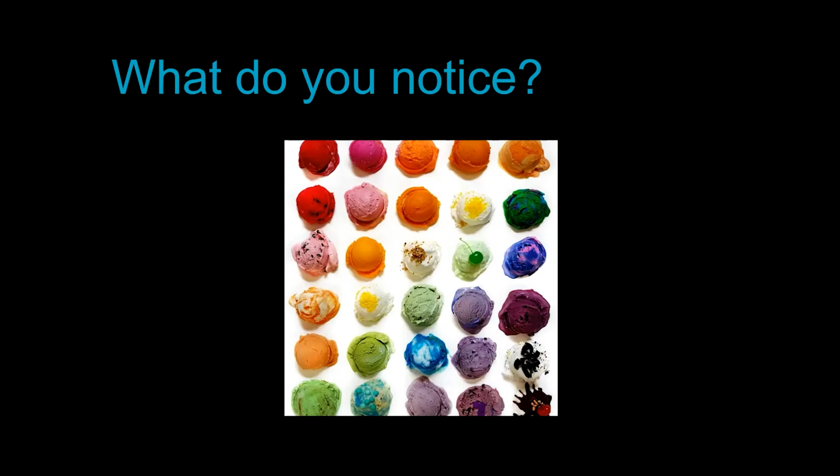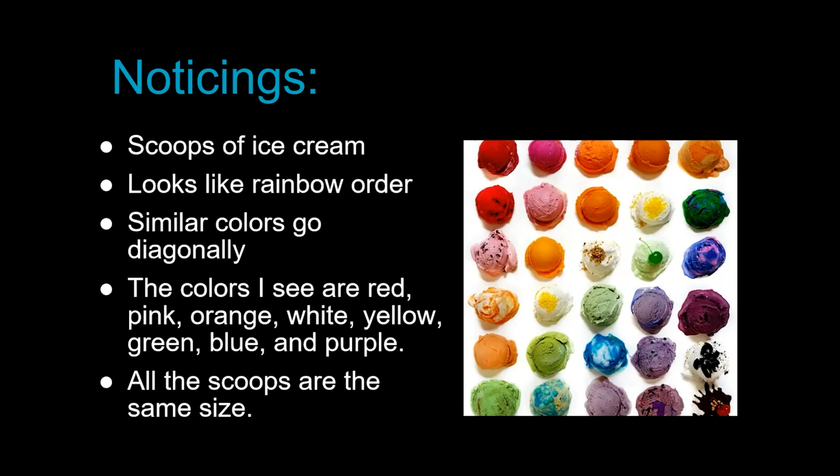Welcome back. We're going to start out with an array chat. What do you notice about this image? I bet you noticed a lot of different things. Did you notice that these were scoops of ice cream? Did you notice that they kind of look like they're in a rainbow order? And that the colors might go diagonal?